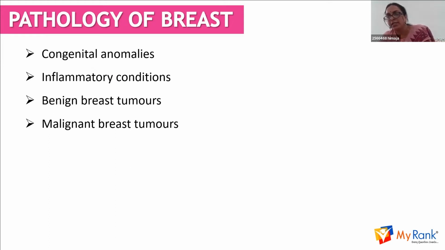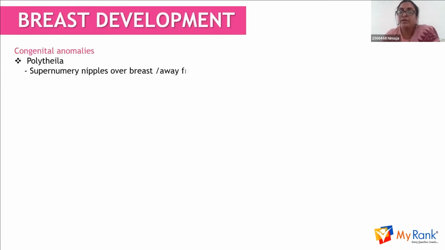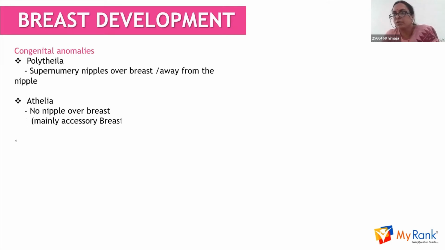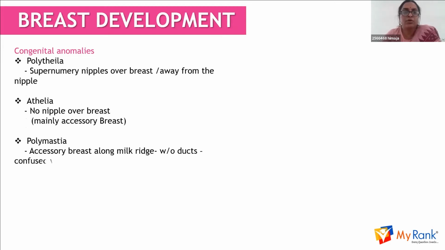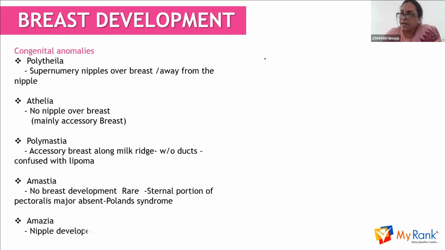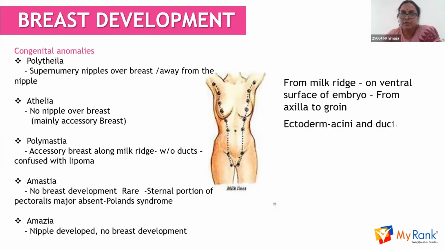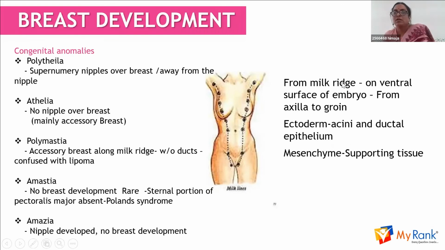Coming to the congenital anomalies. How is the breast developed? During the 4th and 5th week of intrauterine life, there is an ectodermal ridge which forms running from the axilla to the groin. As the fetus develops, the whole of the ectodermal ridge disappears except for a small portion in the pectoral area, that is on the anterior chest wall normally.